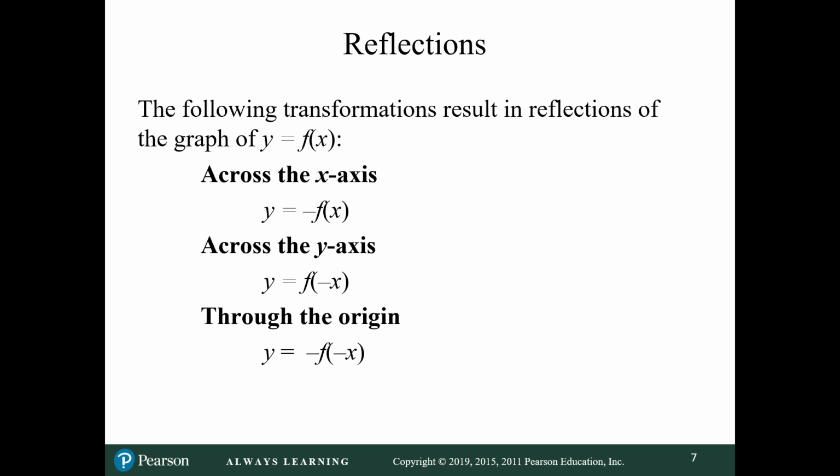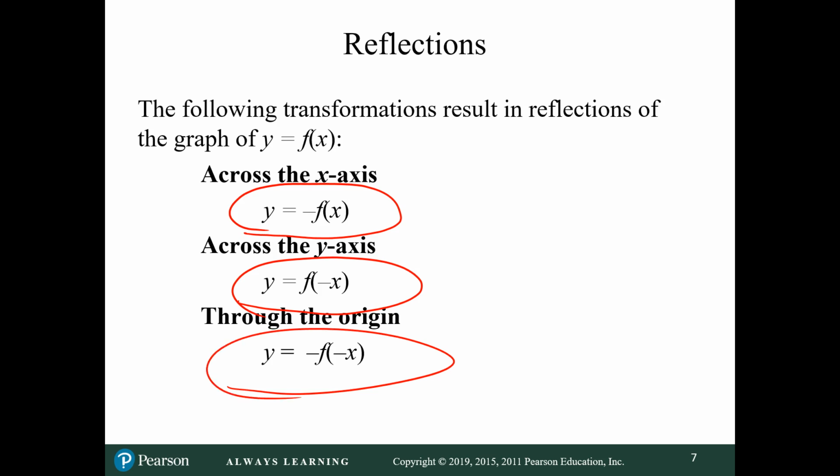All right. So if we're flipping across the x-axis, you go outside of the function with a negative. If it's across the y-axis, it's inside the function with the negative. And if you're doing both, it's both.